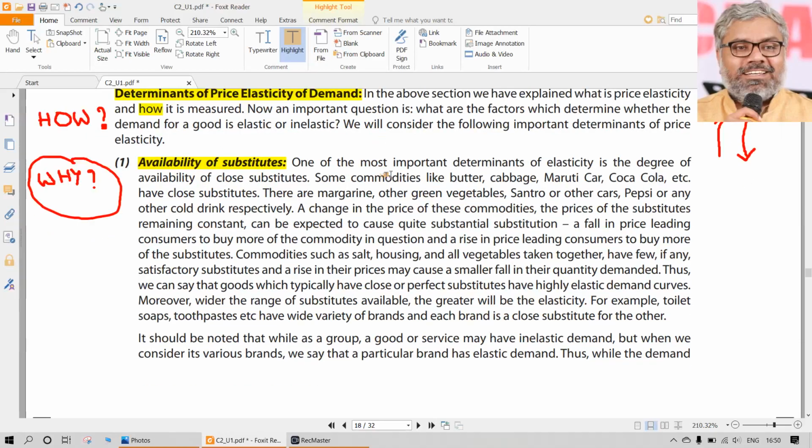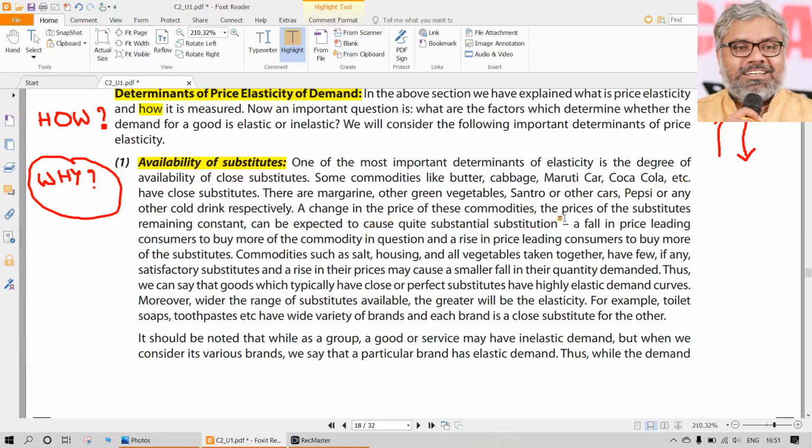So what are the determinants of price elasticity of demand? The first one is availability of substitutes. Understand the name itself, that will tell us. We don't need a very deep technical discussion on that. It is a very common, logical thing. Now tell me, if there is availability of substitutes, will the price elasticity be more or less?